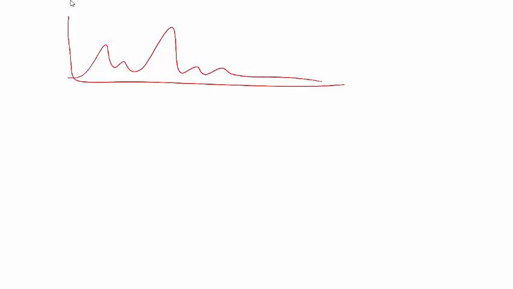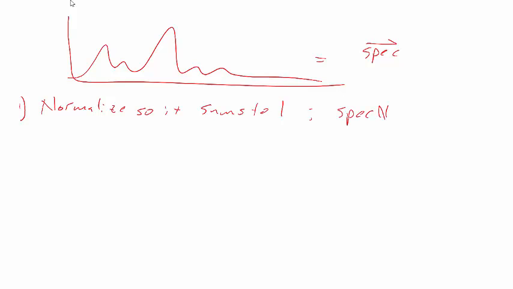So you've got a spectrum. You'll normalize. Normalize so it sums to 1. We'll call this spec, and we'll call this spec n, just for example.